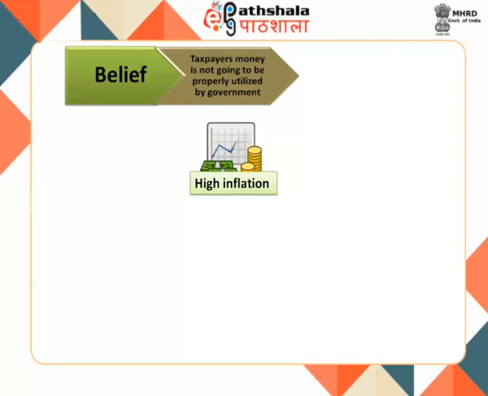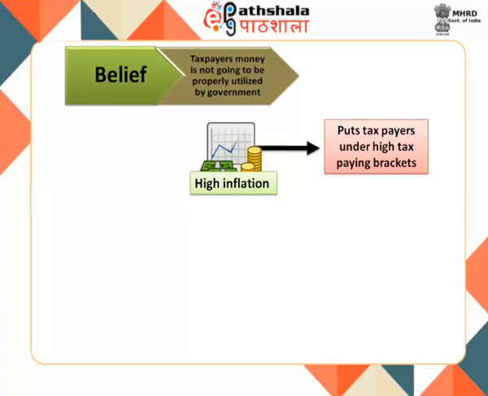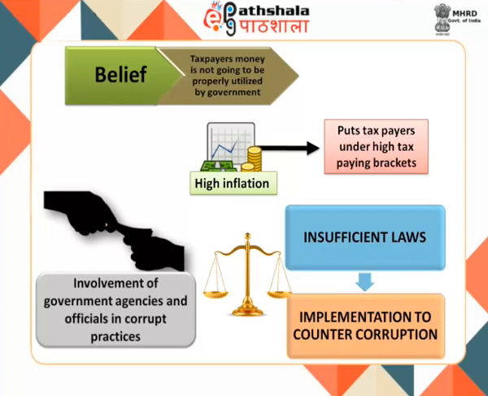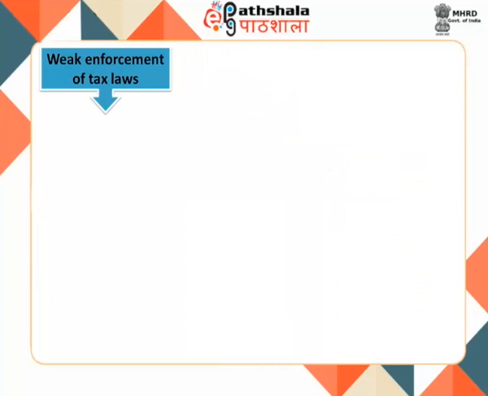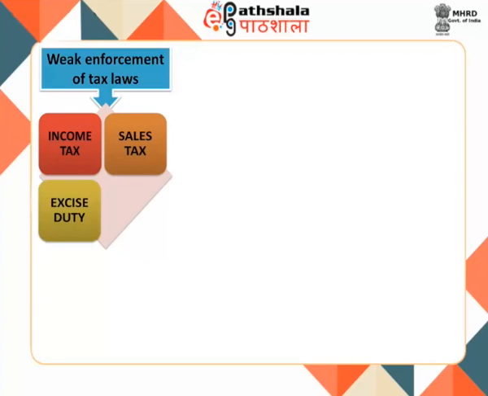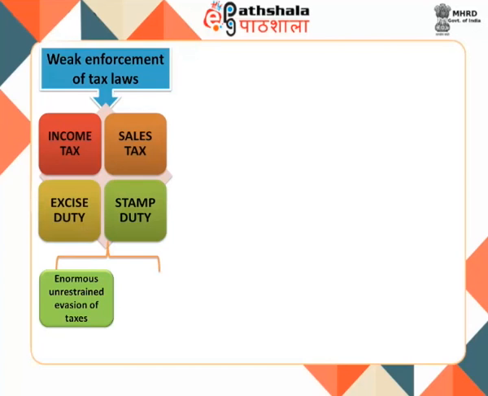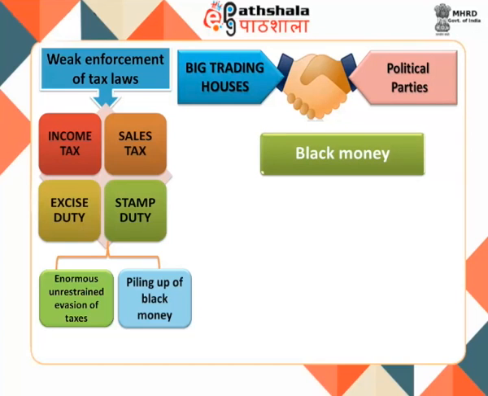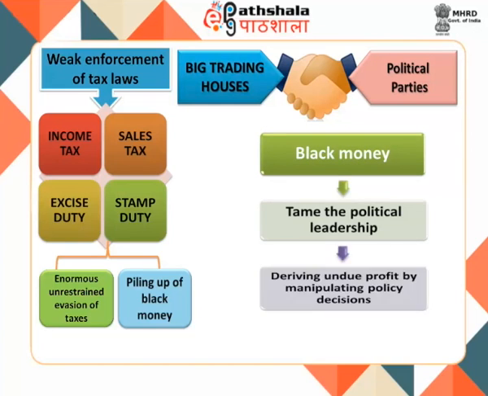High inflation, which puts taxpayers under high tax paying brackets. Involvement of government agencies and officials in corrupt practices. Insufficient laws and their implementation to counter corruption. Weak enforcement of tax laws in respect of income tax, sales tax, excise duty, stamp duty, which leads to enormous unrestrained evasion of taxes and piling up of black money. The tendency of big trading houses of supporting political parties with the help of black money to tame the political leadership for deriving undue profit by manipulating policy decisions.